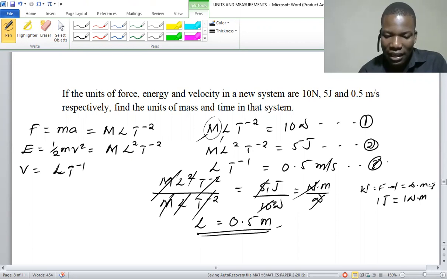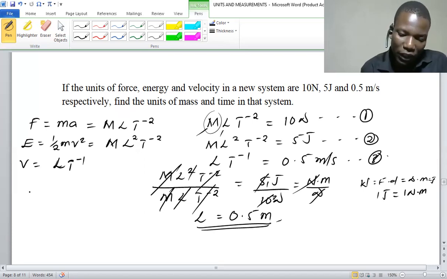Okay. So now we found the length. Here we don't have the length. I think it was a typing error. We must have the length there. So now we have found the length. We can use this length and put into equation 3 to find time in that system. So now we have equation 3. I'll use blue. So we have L T^-1 equal to 0.5 meter per second.